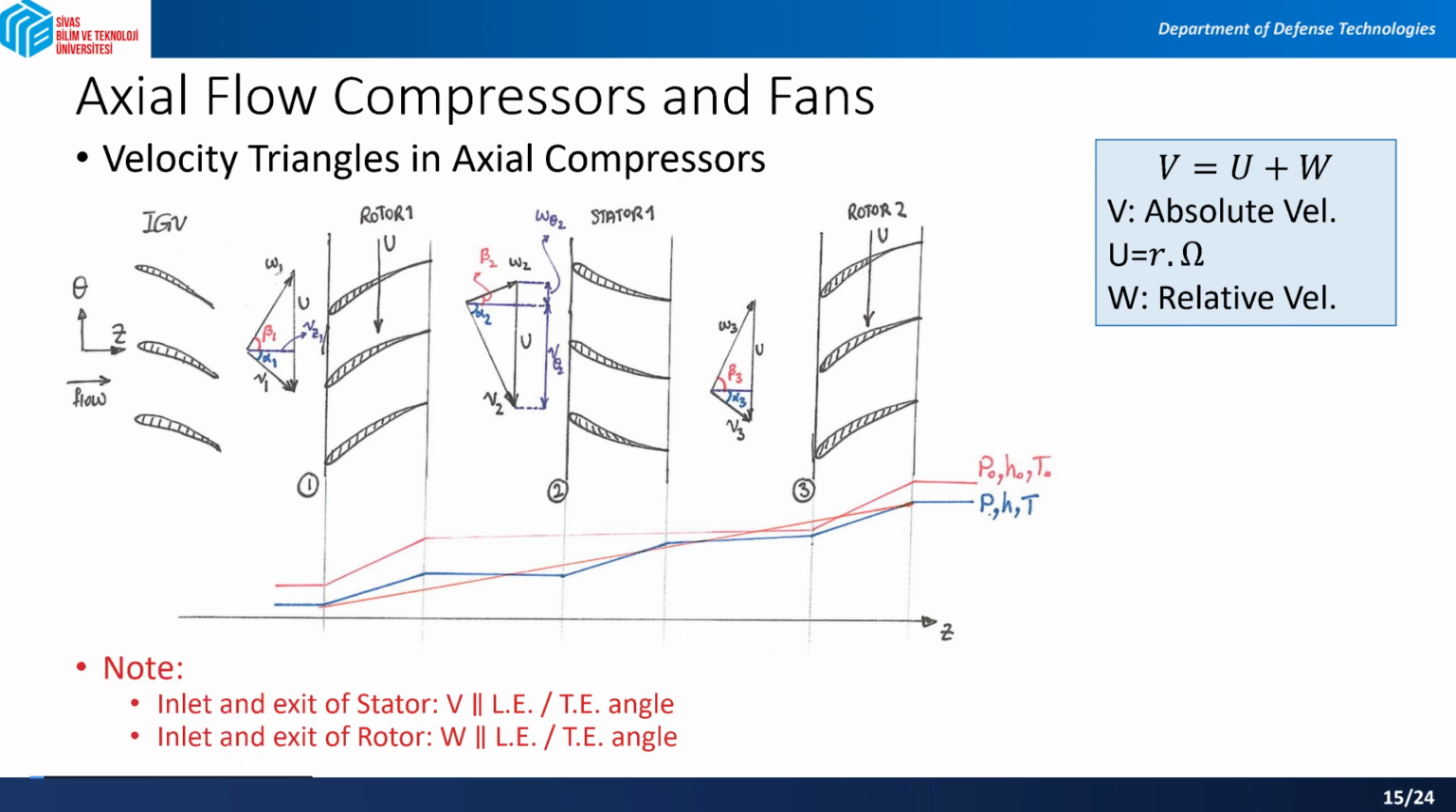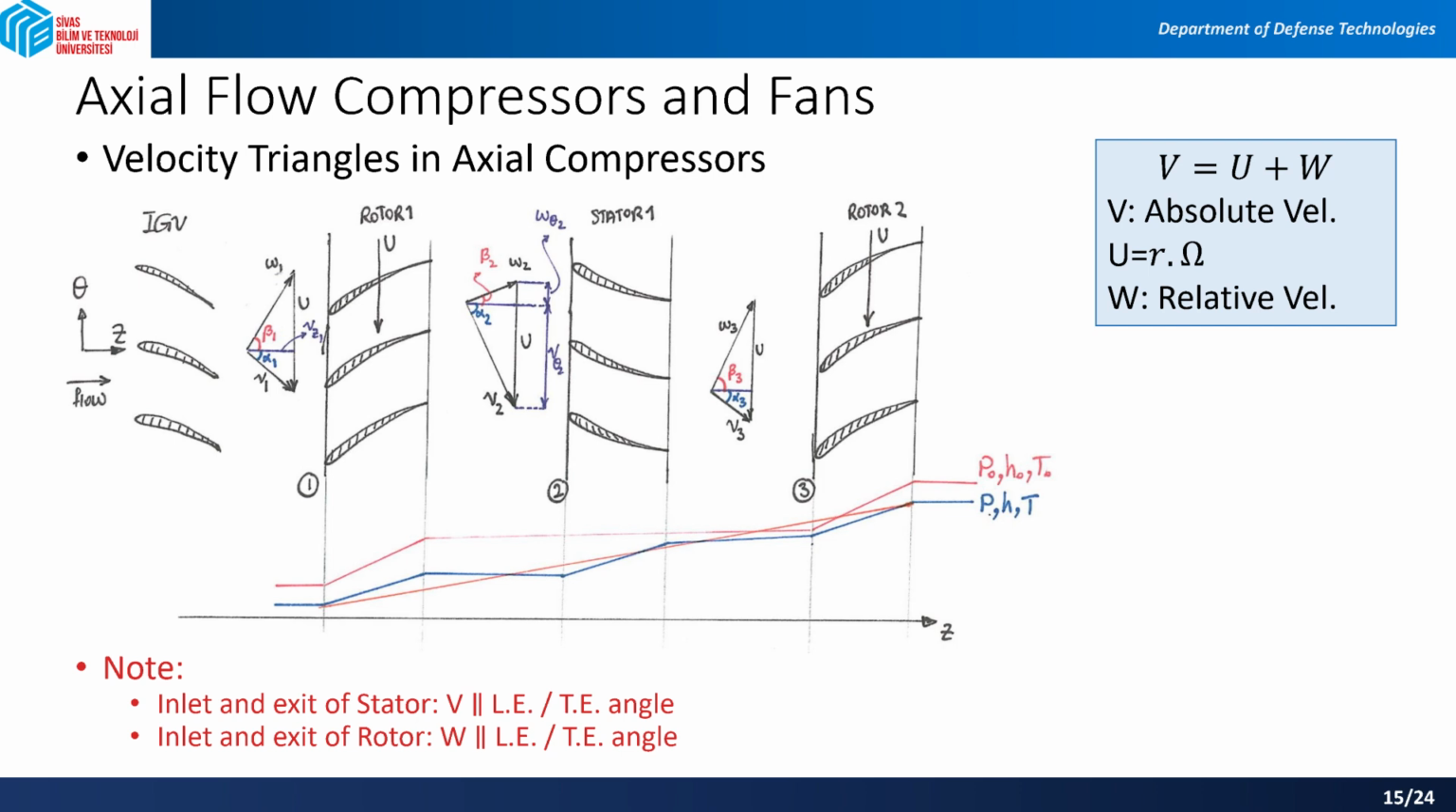So let's have a look at the triangles in one axial compressor, one stage of an axial compressor. As you can see, you have axial direction and tangential direction. Why don't we have radial direction? Because we said that we are assuming that the flow in radial direction is not changing.